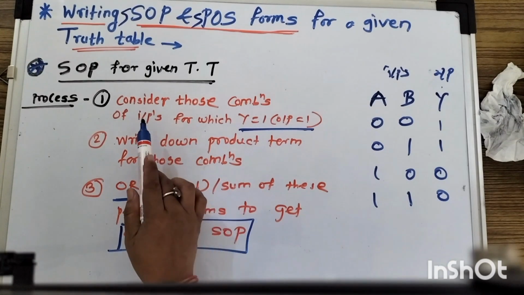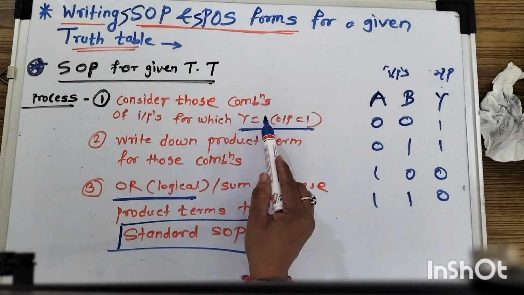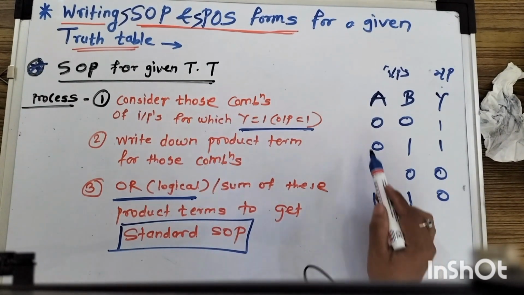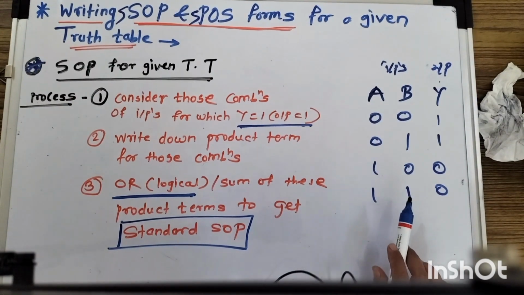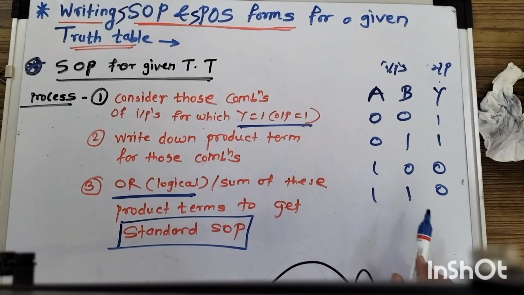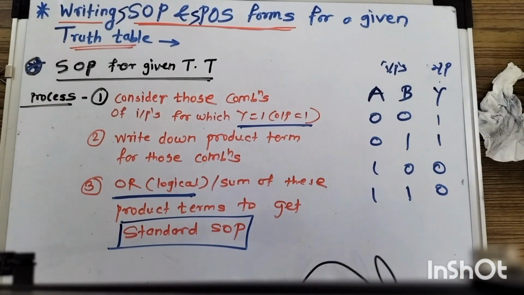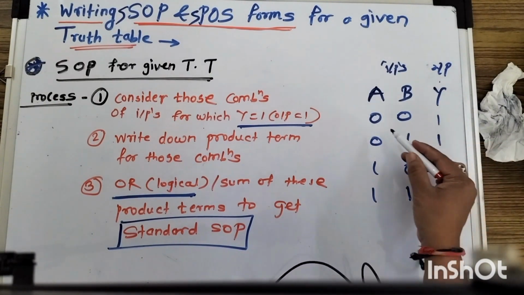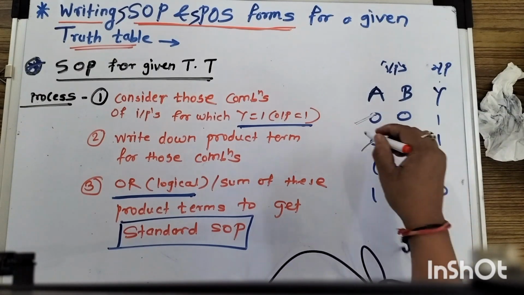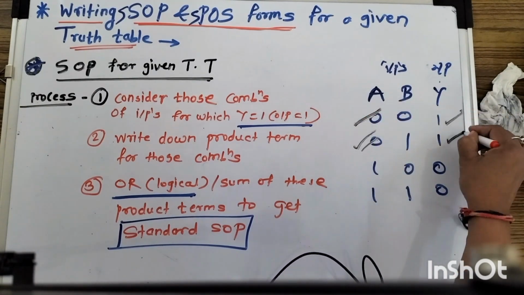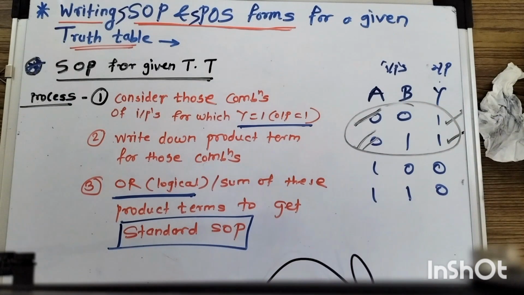So what is the first step? Consider those input combinations for which the output is 1. In the truth table, first you have to see for which input combinations the output is 1. In this figure you can clearly see that for these two combinations our output is 1. So we have to consider only these two input combinations. That is our first step.